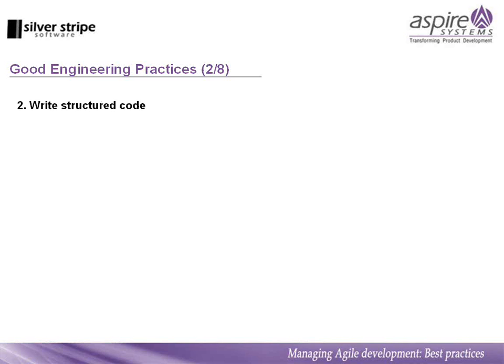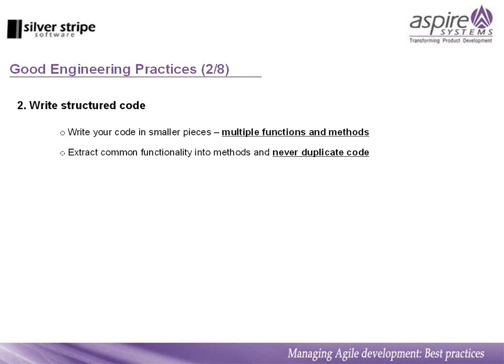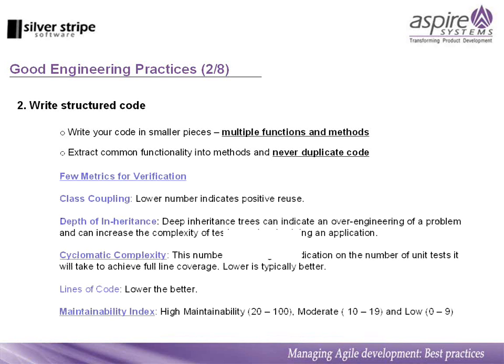Okay. So the second point here is write structured code. What I mean by that is write your code in smaller pieces and split it into multiple functions and methods. And if you have a common functionality, extract that common functionality into a library and never duplicate the code. This is pretty much normal, and holds good even for the traditional approach. But in the Agile perspective, this has more value to it.